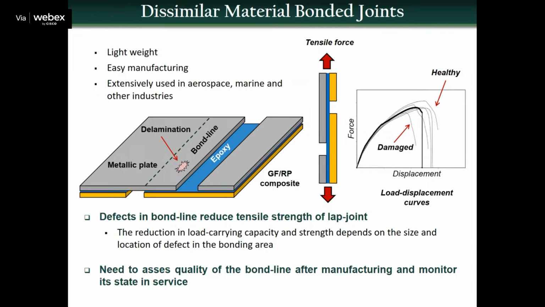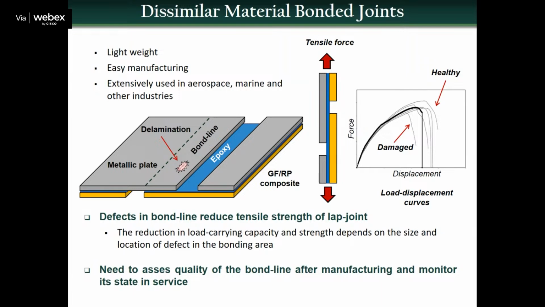But the advantage of this dissimilar material joining is it definitely can reduce the weight. So you can replace some of the metal with lightweight composites. With the bonding here, it makes manufacturing easier. So it's extensively used in aerospace, marine, and automotive industries and more. So the defect there, how we can monitor and characterize that efficiently and effectively, that's very important.